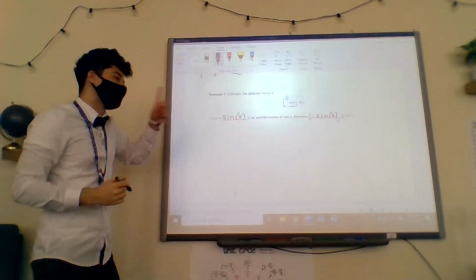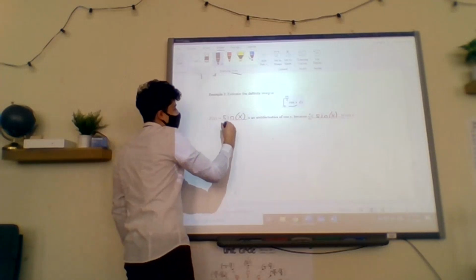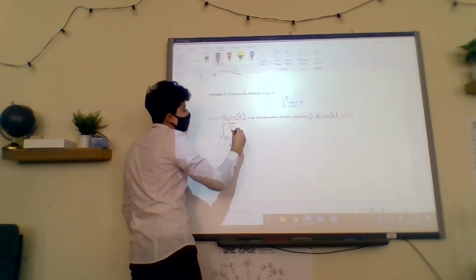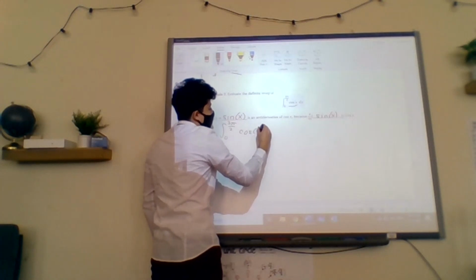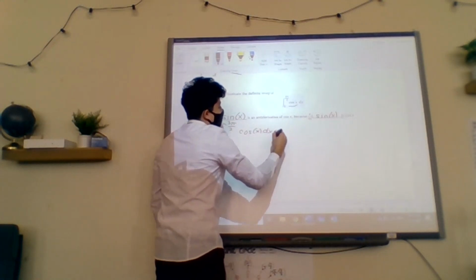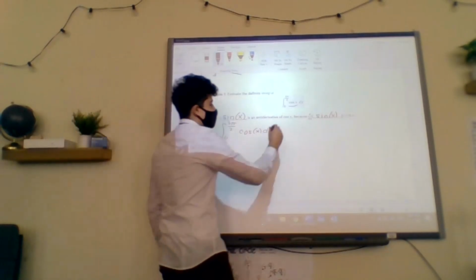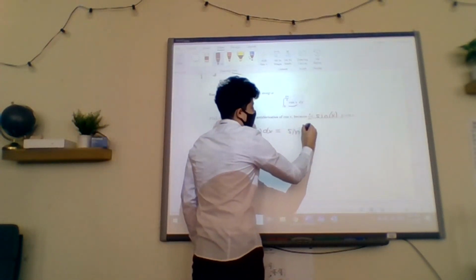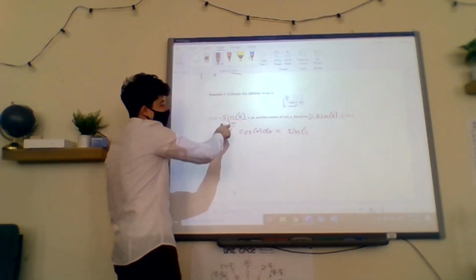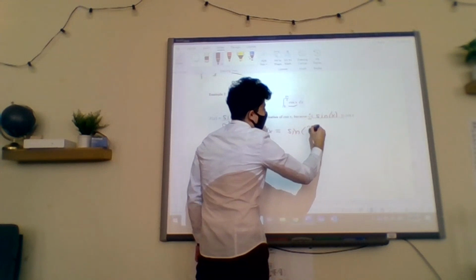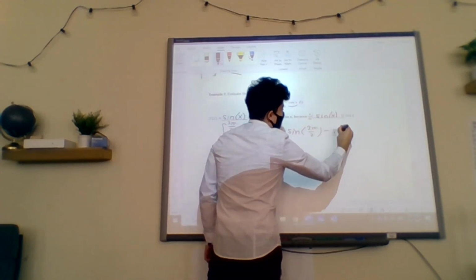So according to the second part of the fundamental theorem, this integral from 0 to 3 pi over 2 of cosine of x dx is exactly equal to the antiderivative, which is sine, evaluated at these limits of integration. So sine of 3 pi over 2 minus sine of 0.